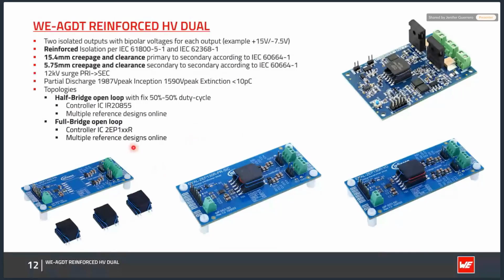As for topology, this series supports both half bridge open loop and full bridge open loop, using the IC ER2085, but moreover with the new Infineon family series, the 2EP. You can already find multiple reference designs online using this transformer, both from Würth and from our Infineon partner web page. So anytime, just Google it and you will find it as the first solution in your web search.